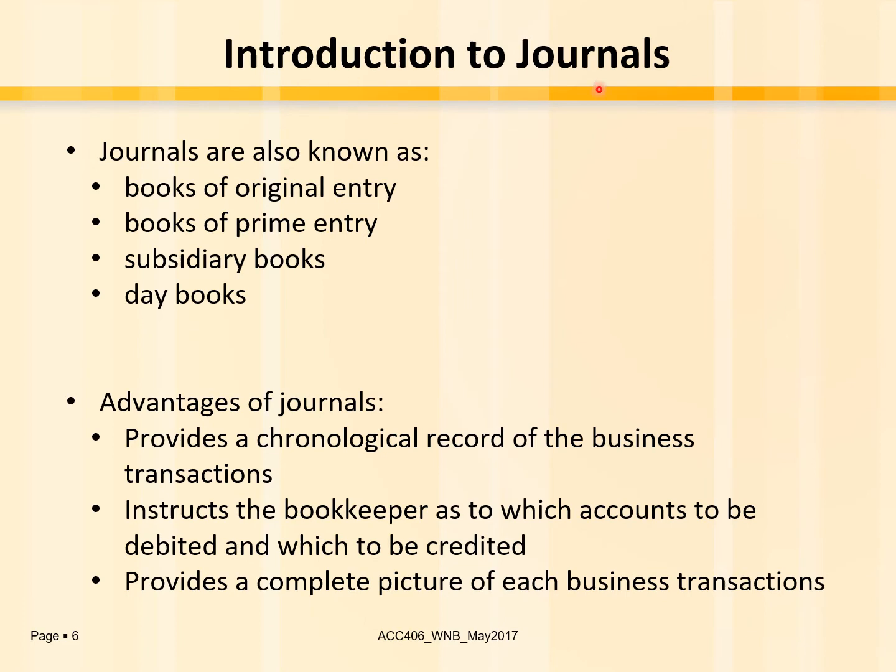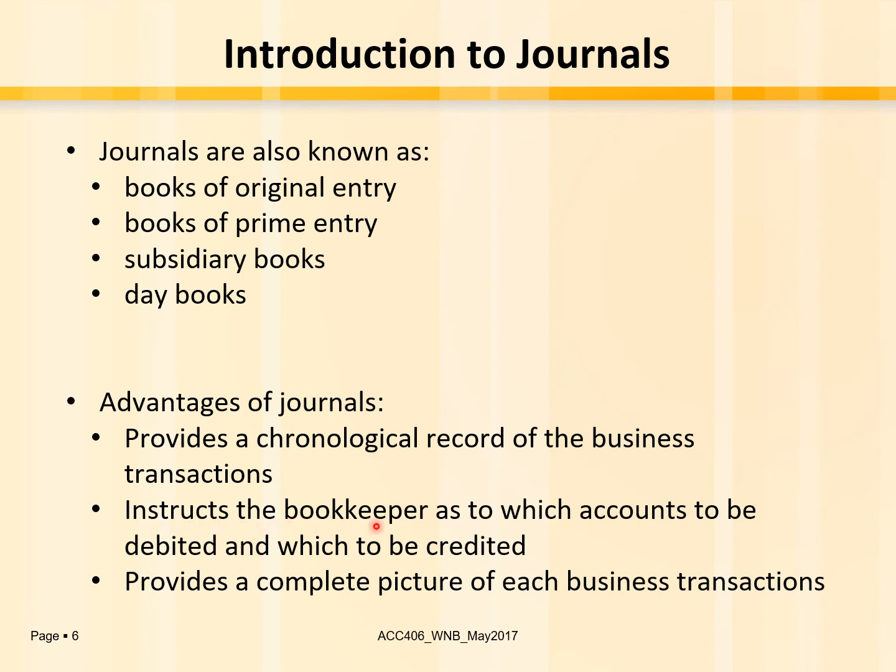Moving on, this is the introduction to journals. Journals are also known as the book of original entry, book of prime entry, subsidiary books ataupun day books. Ini nama-nama lain untuk journals. Advantages kenapa kita nak kena prepare journal? Because it provide a chronological record of the business transaction. Okay, sebab kita akan record ikut kronologi. Maksudnya yang mana datang dulu. 1 hari bulan dulu, lepas tu 2 hari bulan, lepas tu 3 hari bulan, sampailah hujung bulan. So, kita akan ada record secara chronological.